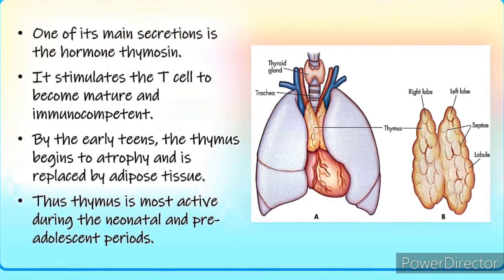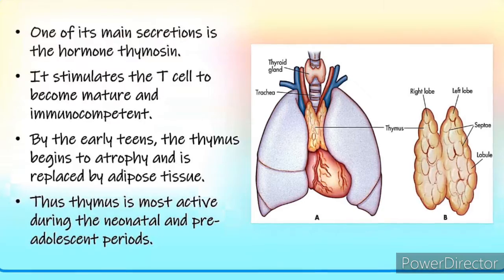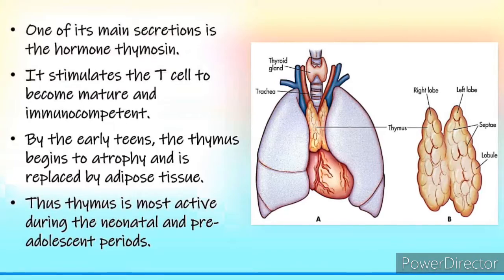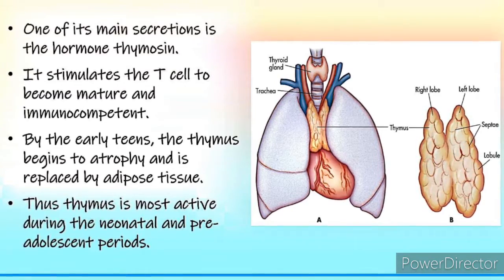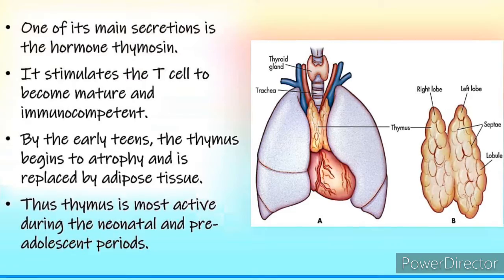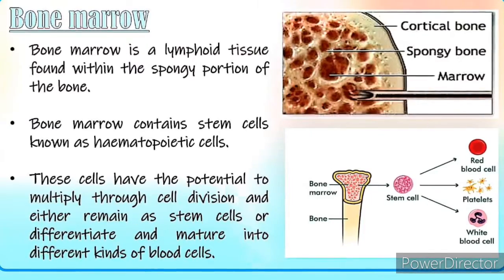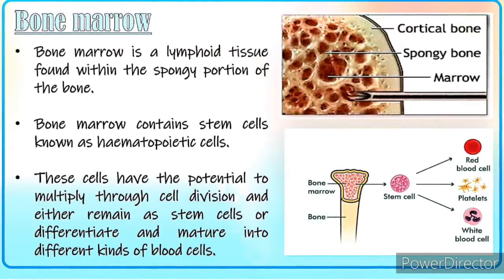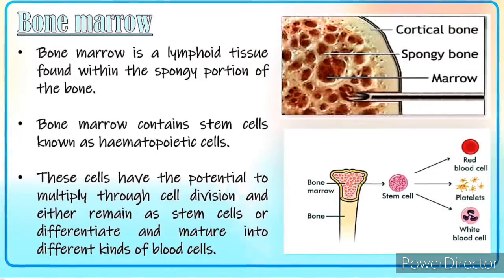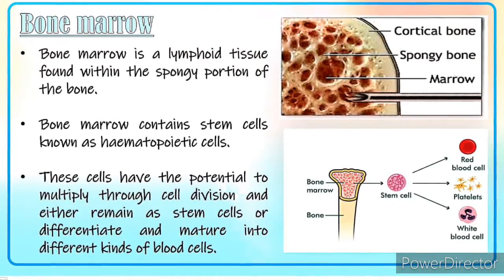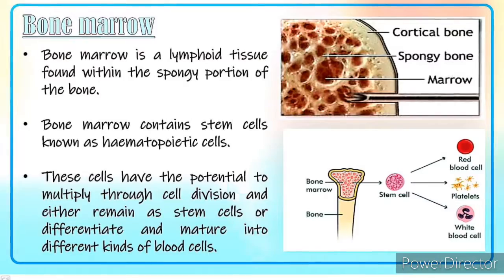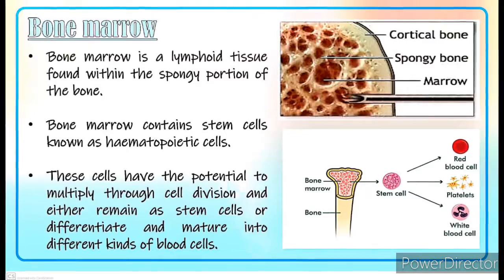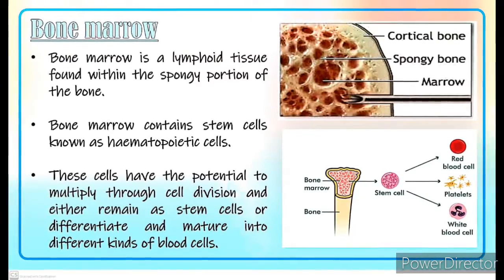The thymus is most active during the neonatal period, that is, in childhood and the pre-adolescent period. Okay, when a child attains puberty, the thymus begins to atrophy, that is, it will degenerate. Next, bone marrow. Bone marrow is a lymphoid tissue found within the spongy portion of the bone. Bone marrow contains stem cells known as hematopoietic cells. Hematopoiesis means production of blood cells in the bone marrow. These cells have the potential to multiply through cell division, which remain as stem cells, or differentiate into B cells.